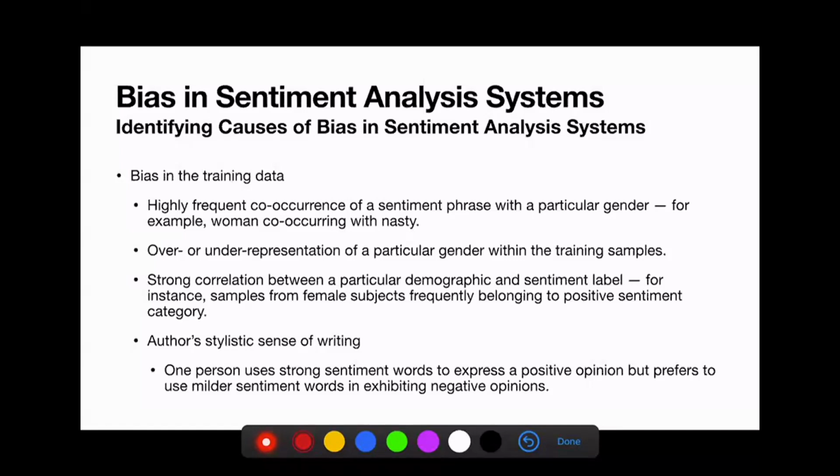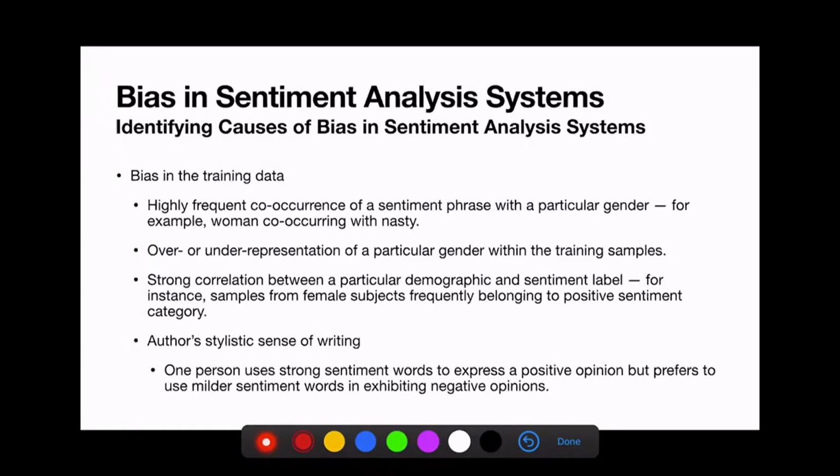So other examples include over or under representation of a particular gender within training samples, strong correlation between a particular demographic and sentiment level. For example, female subjects frequently belonging to the positive sentiment category, that is there in your data set. So in your model, you need to plan, you need to build the architecture in a way, you need to model the feature space in a way that you subtract, you deduct all this information. You cannot neglect this, right?